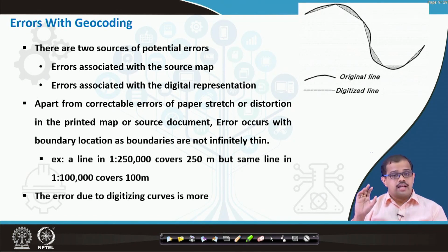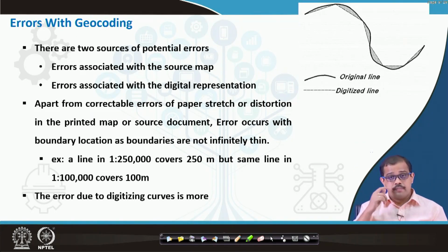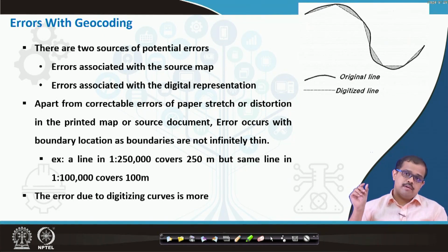So, apart from the correctable errors of the paper stretch or distortion, errors also occur with the boundary location, or the boundaries that are not infinitely thin. For example, I gave you an example of how the vector is converted to a raster. Now, let us say I have a boundary line, just to represent it as a form of a map. Now, I give a boundary line which may be 1.0 as thin or 10.0 as thin, depending on the way it has to be represented by me.